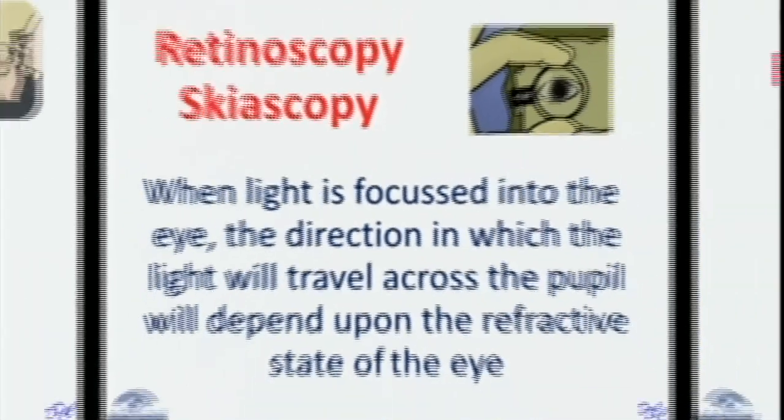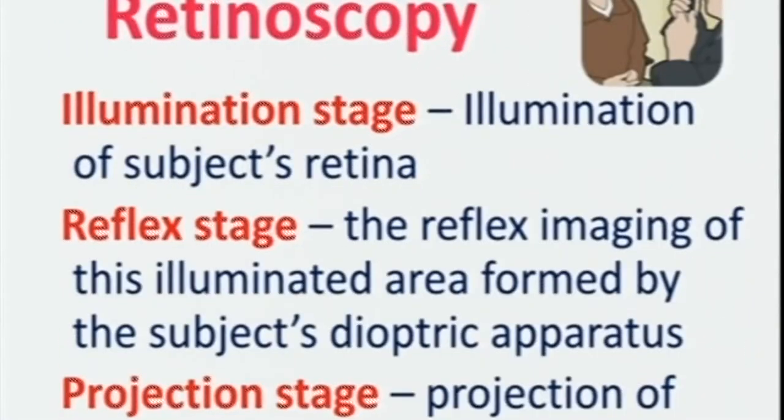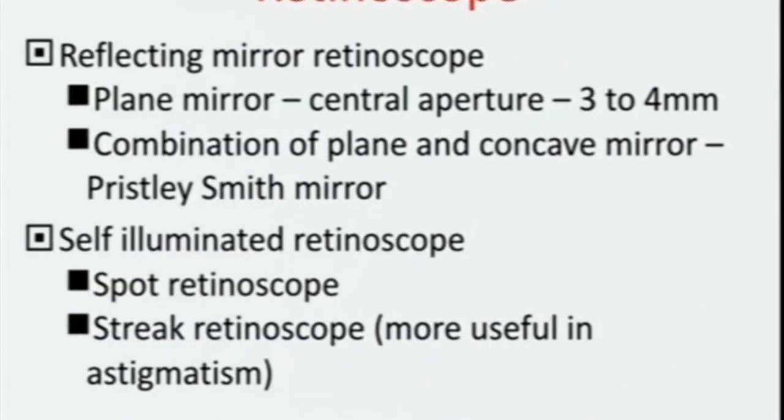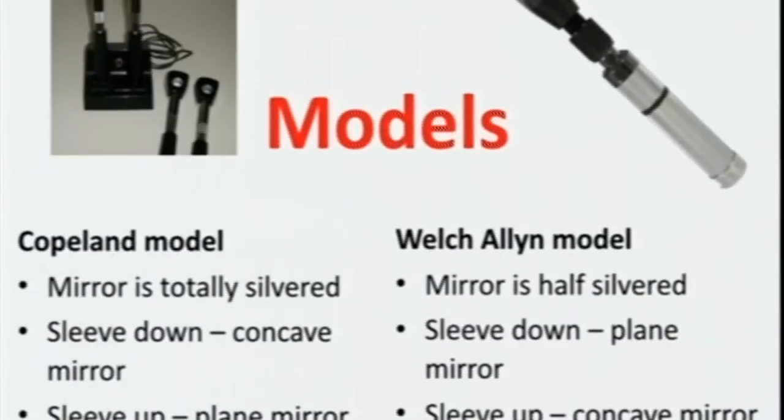So this is something which you all know. In retinoscopy, there are three stages: elimination stage, reflex stage, and the projection stage. There are two types of retinoscopy. One is the reflecting mirror, and the other is the self-illuminated, which we all use now. In the self-illuminating, there are two types, Copeland and Welch-Allyn. Welch-Allyn is what we use now.